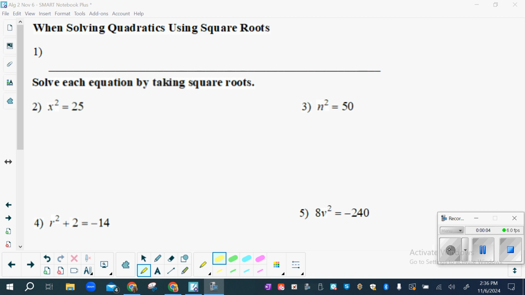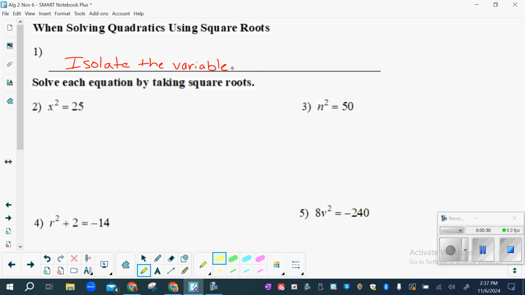Okay, so when we solve quadratics using square roots, we want to make sure to isolate the variable.